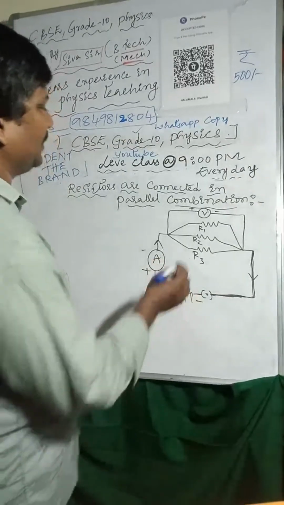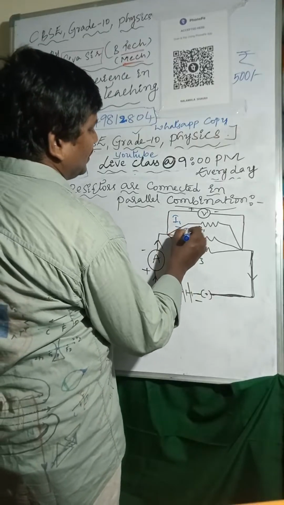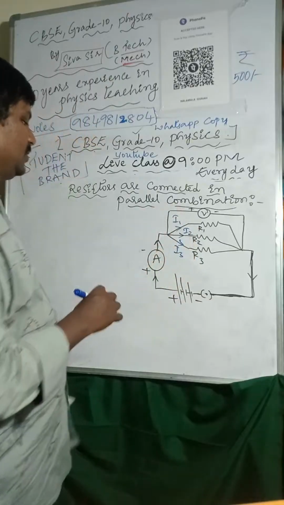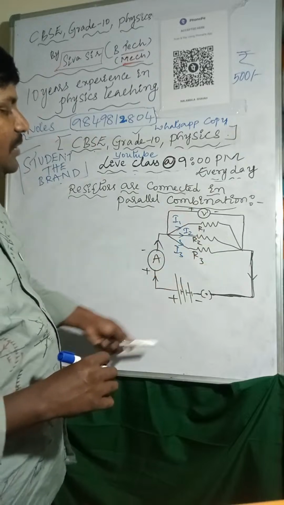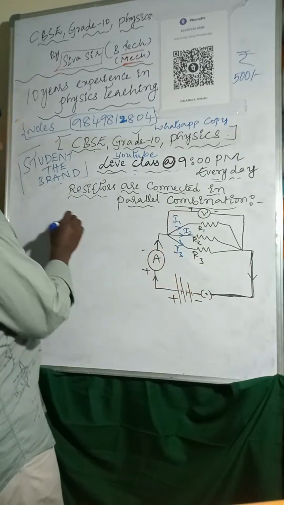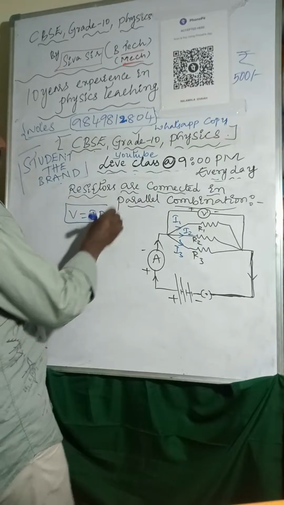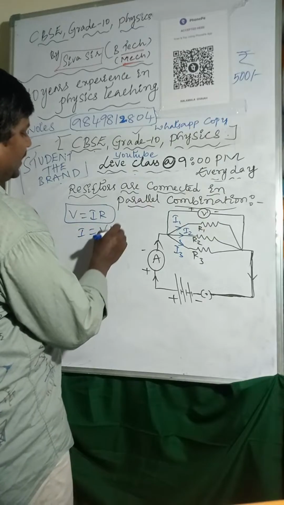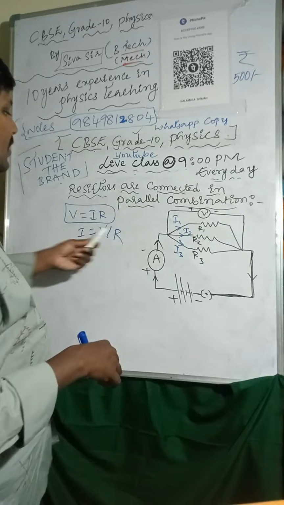So I'm going to the next one, R1, R2 and R3. Current is passing through this one, from the positive terminal to the negative terminal. Now we can see from Ohm's law V equal to IR, I'm considering I equal to V by R.